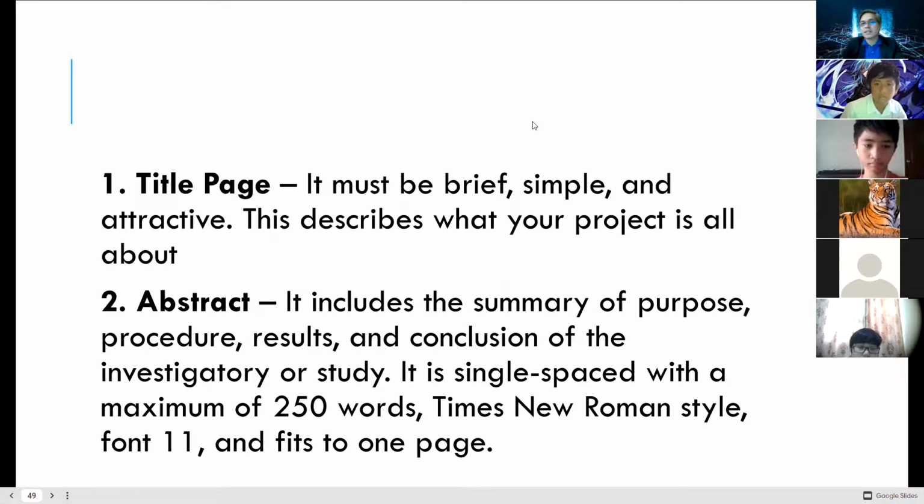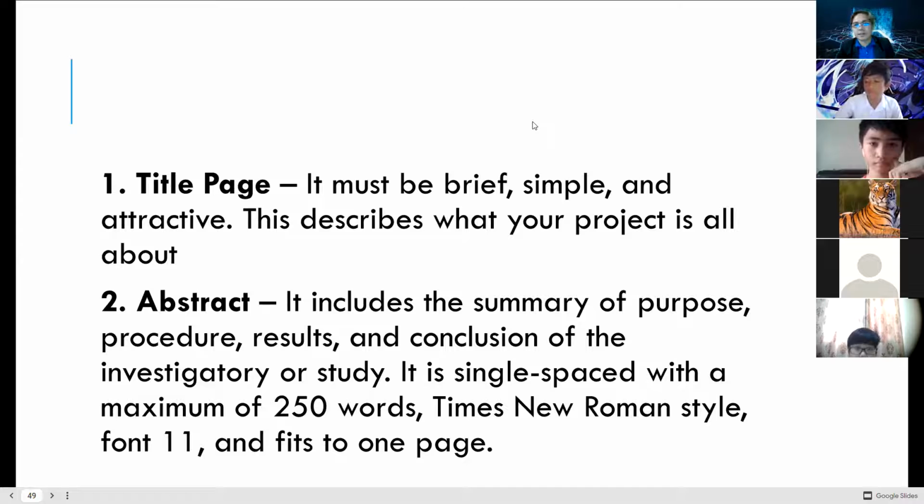One is the title page. It must be brief, simple, and attractive. This describes what your project is all about. Okay, I will let you see some of the outputs of my students in grade 7 before.